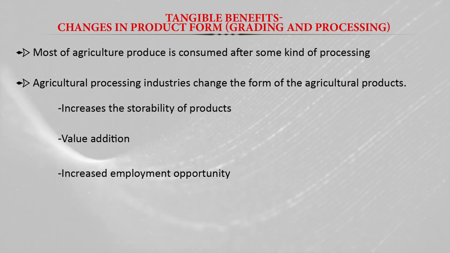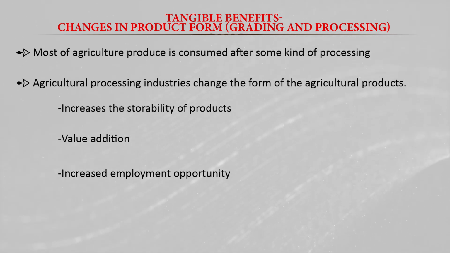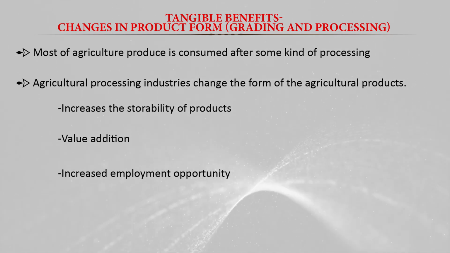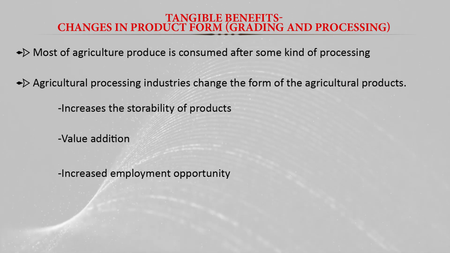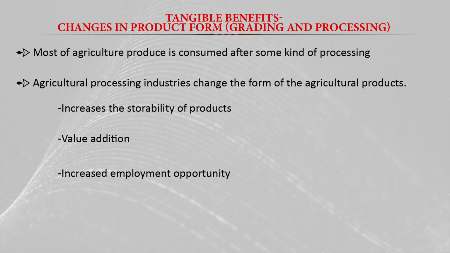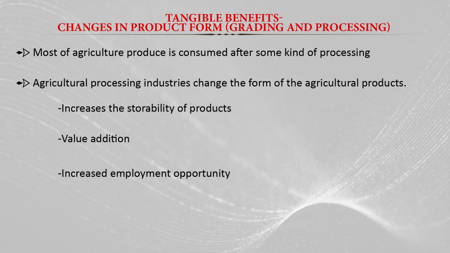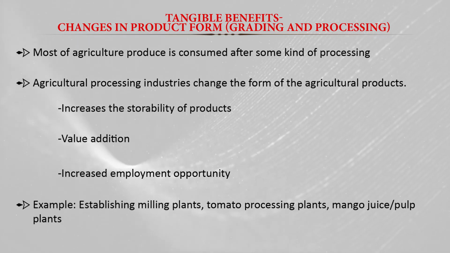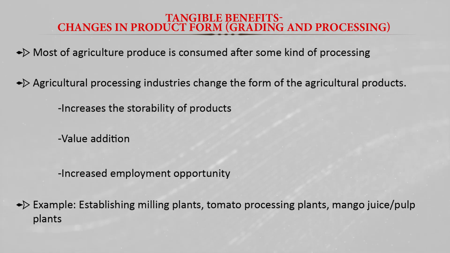Like if you have tomato, and you make some kind of ketchup or sauce, it will increase the storability of the tomato. It will also increase the value addition. We will get more price from the market, and it also creates employment opportunities in preparing the ketchup or sauce. So there are different types of projects we have in agriculture for food processing, like establishing milling plants, tomato processing plants, or mango juice or pulp preparation plants. So there are different types of processing activities.